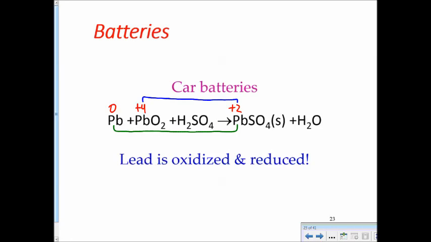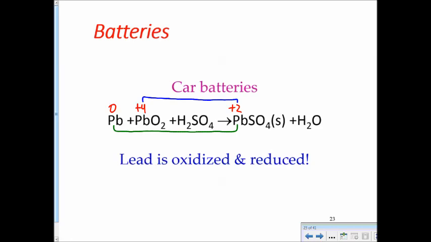Now, this one's not balanced, but the only thing I'm trying to point out here is that in this particular case, the lead is being oxidized and reduced. It is the major component here. Yes, it's in an aqueous solution. It's this big rectangular thing in your car, if you've never seen it be replaced or anything.